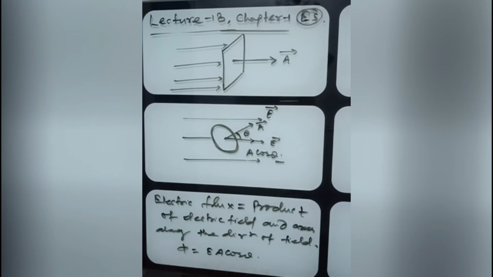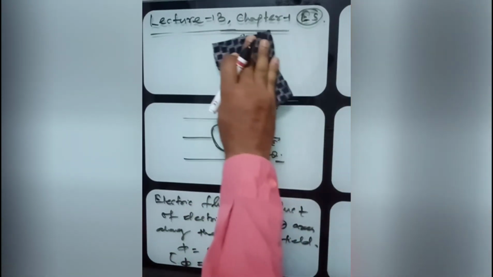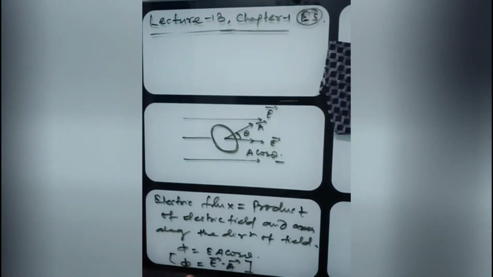This E A cos theta can also be written, students, as the mathematical vector product E dot A. Okay, E dot A. Students, you can write here A dot E also. There will be no change in meaning, E dot A or A dot E. So in a few books you will find the definition as: electric flux is defined as the dot product of electric field and area vector.